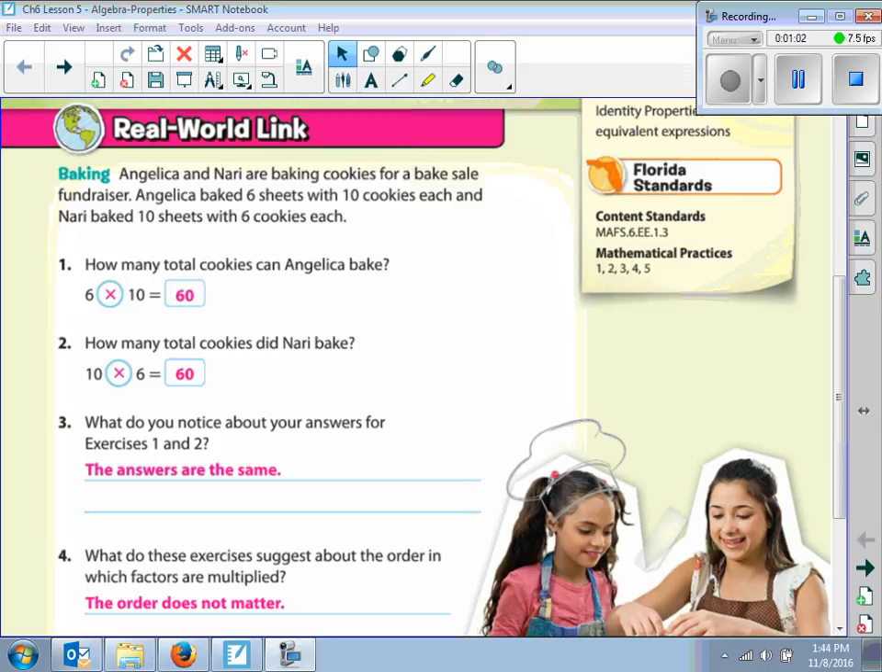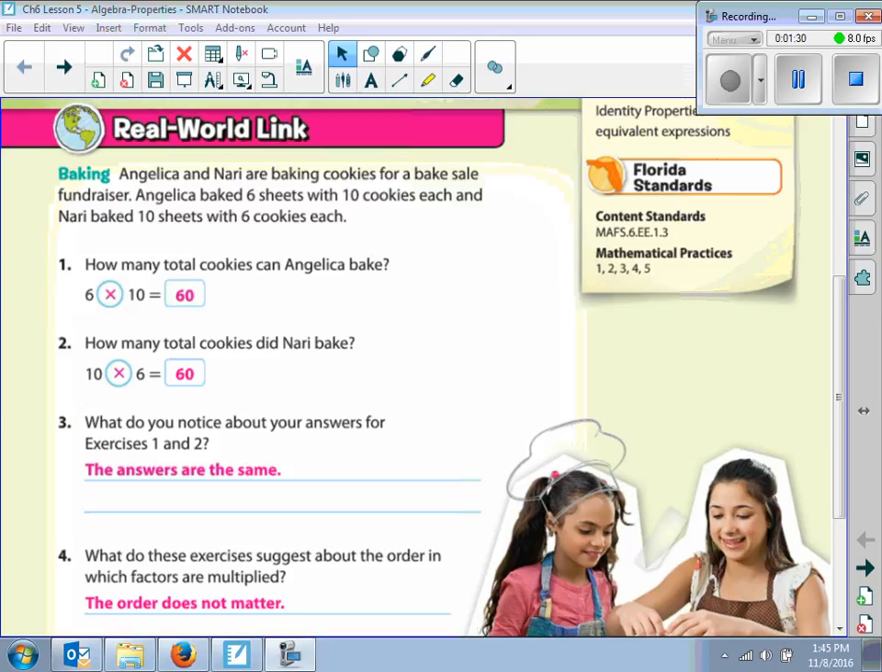So if she had 6 cookie sheets, right? 6 cookie sheets, and there were 10 cookies on each of those sheets, right? She had 6 of them. How am I going to figure out how many total cookies she made? Multiply. 6 times the number of cookies. 6 times 10, right? So 6 times 10 is 60.